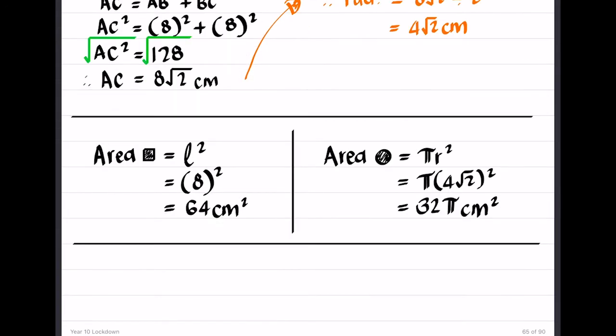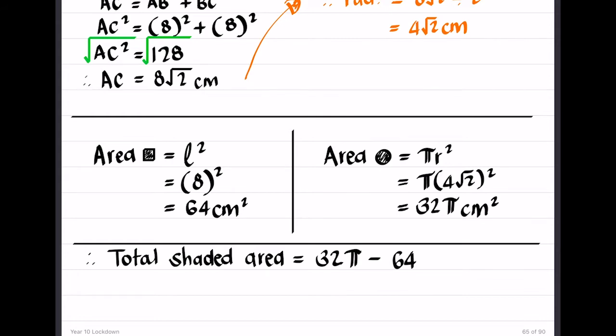Centimeters squared. Now that I have the area of the square and the area of the circle, I can conclude the total area. That is equal to the area of the circle, which is 32 pi, minus the area of the square, which is 64 centimeters squared. So that comes to, to three significant figures, 36.531 centimeters squared.